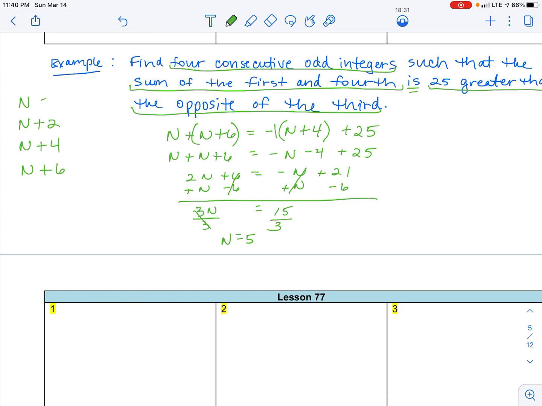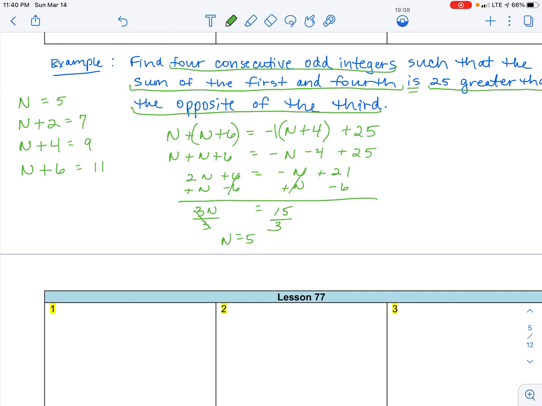Okay, so first number is 5. Put 5 in for every one of those n's there. 5, 7, 9, 11. Okay, and that would be how we solve that particular problem. All right. So 5, 7, 9, and 11. Okay, all consecutive odd integers, and there were 4 of those.